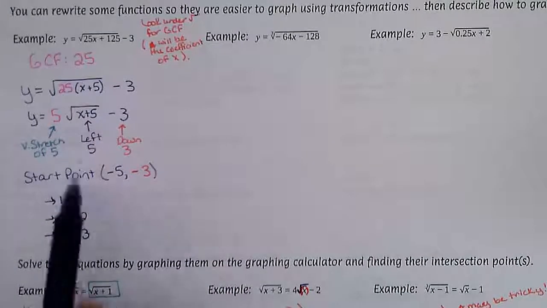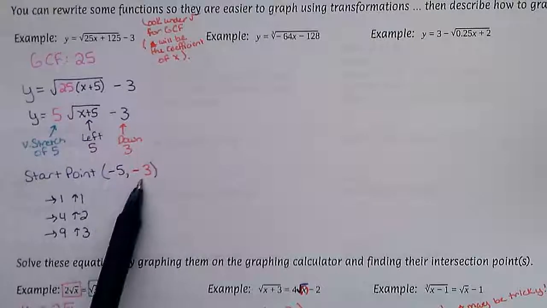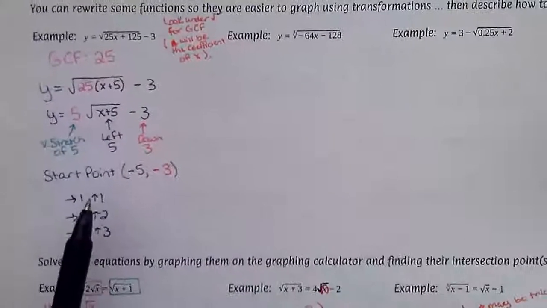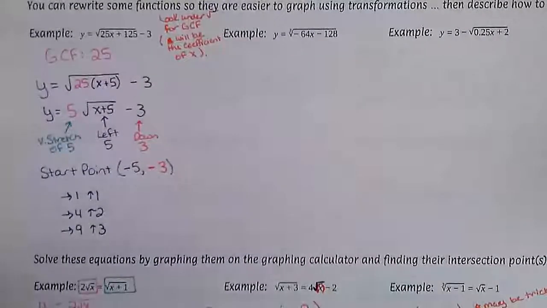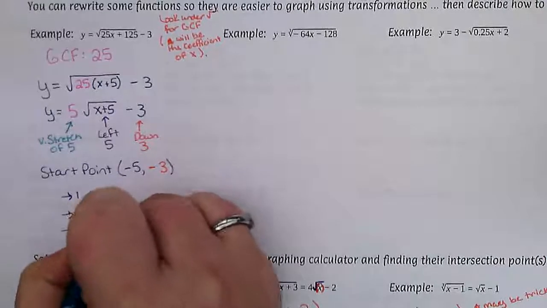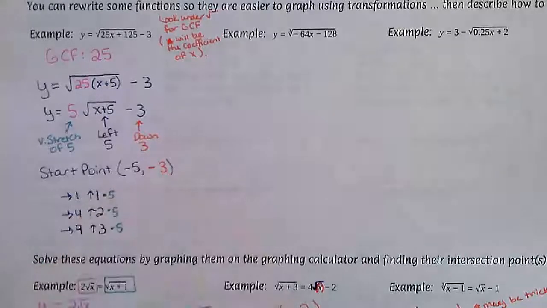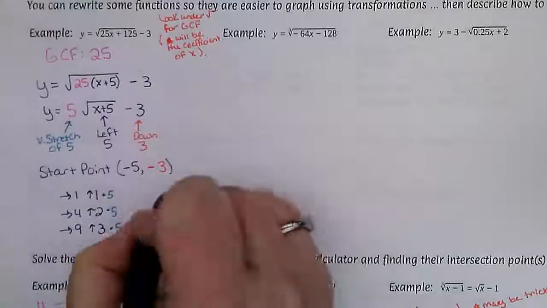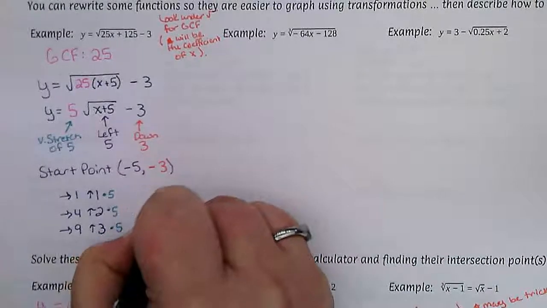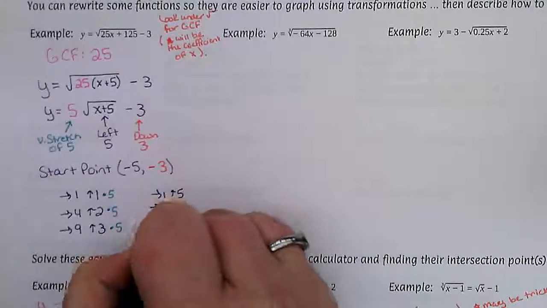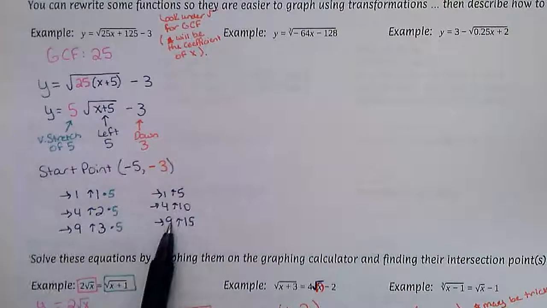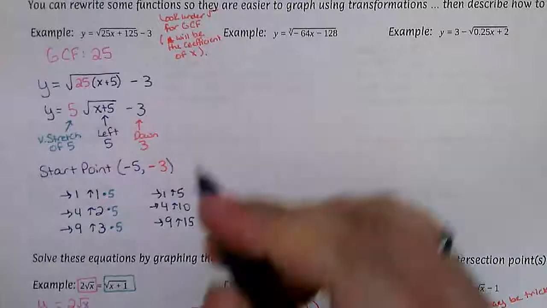So I've taken care of my left 5 and down 3 by the start point, but I haven't taken care of my vertical stretch. Does anyone remember what happens to these overs and ups when you have a vertical stretch? Hopefully you remember that we multiply all the ups or downs by that stretch. So what I will truly graph is over 1, up 5, over 4, up 10, and over 9, up 15. So my start point of negative 5, negative 3, and then I would follow these arrows to get more points, and that would give me my graph.